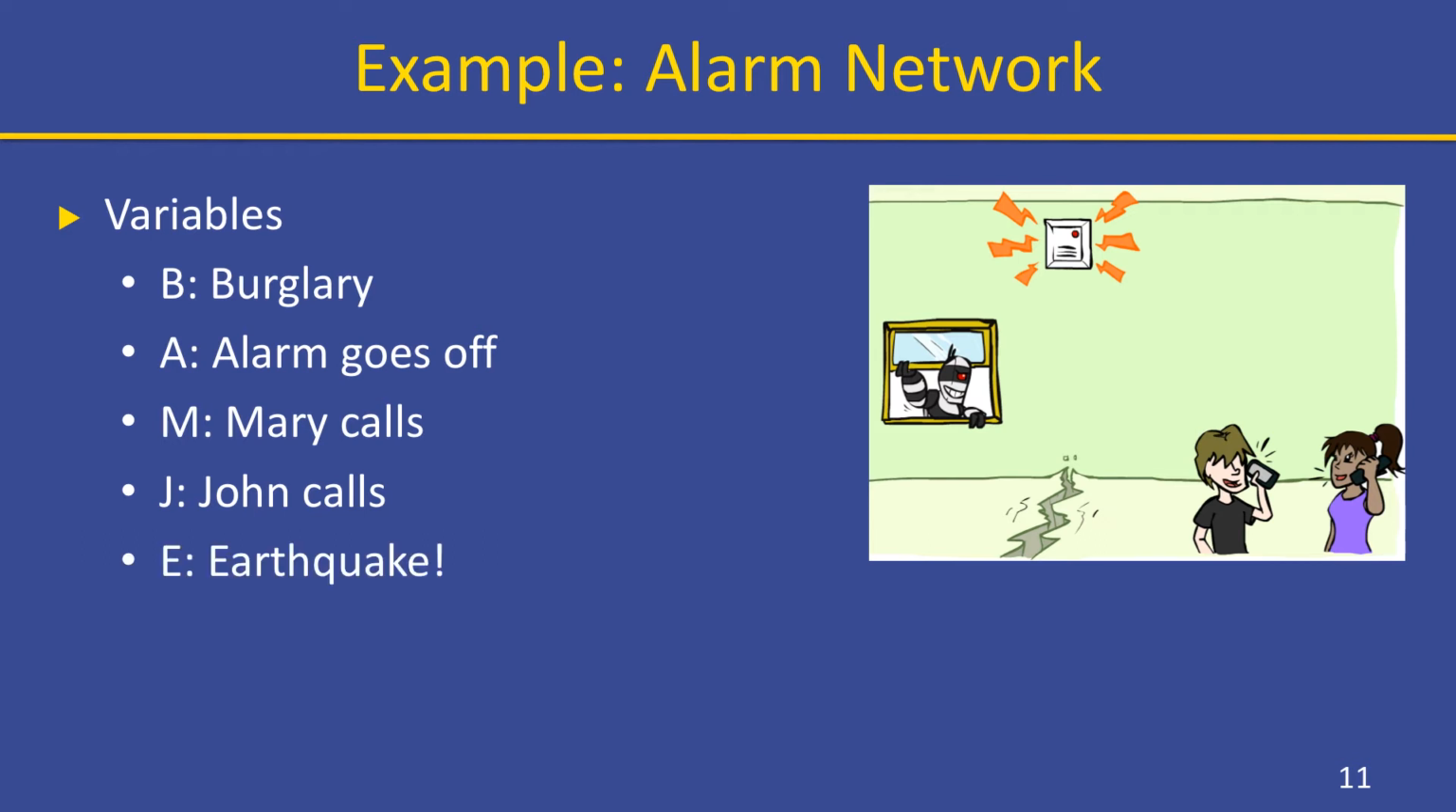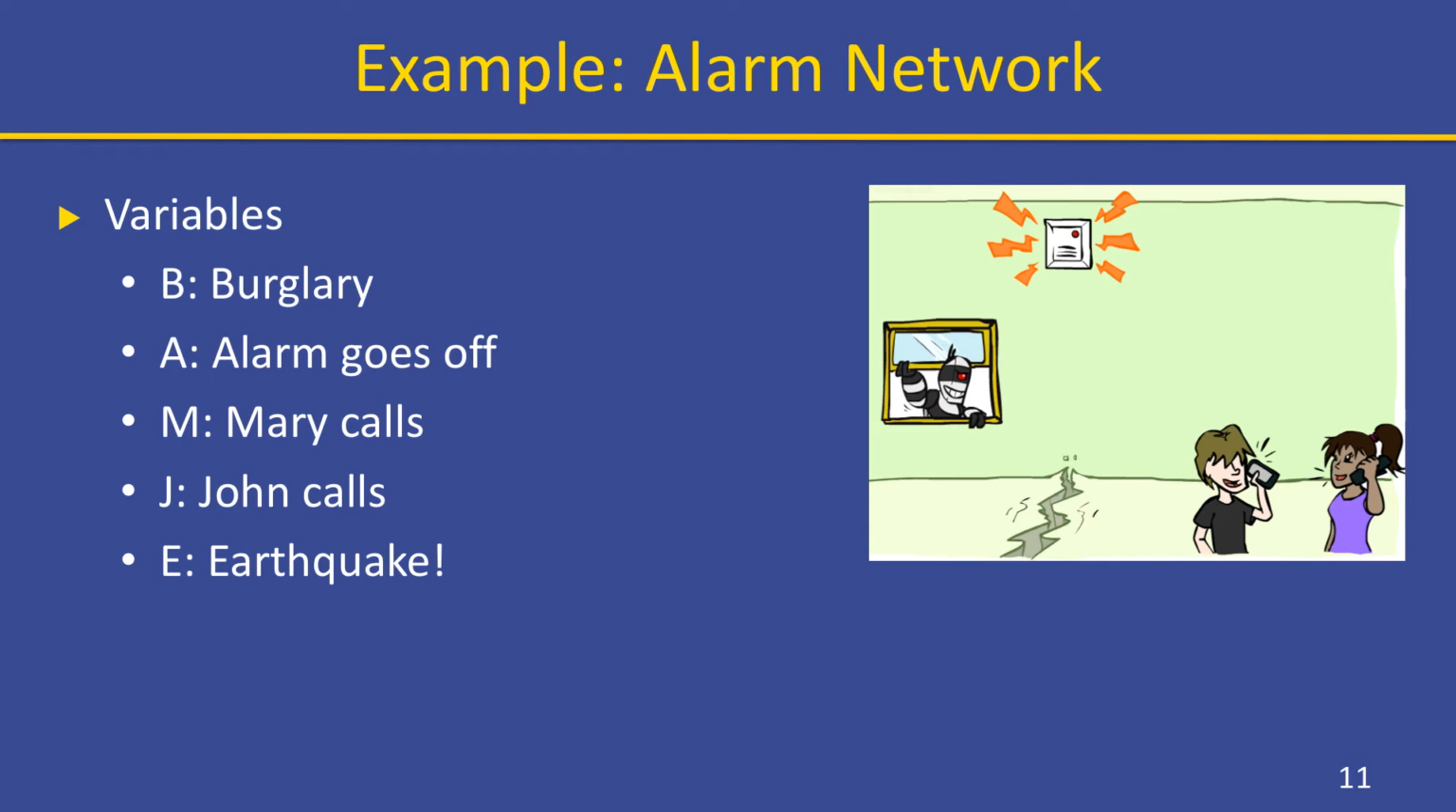There's also another random variable, E, for earthquake. Of course, the earthquake could also trigger the alarm to go off. So how do we draw our Bayes net here? Each one of these random variables gets a node, so we have 5 nodes. But the question is, where do we draw the arcs? And we can stop and think about it for a second.